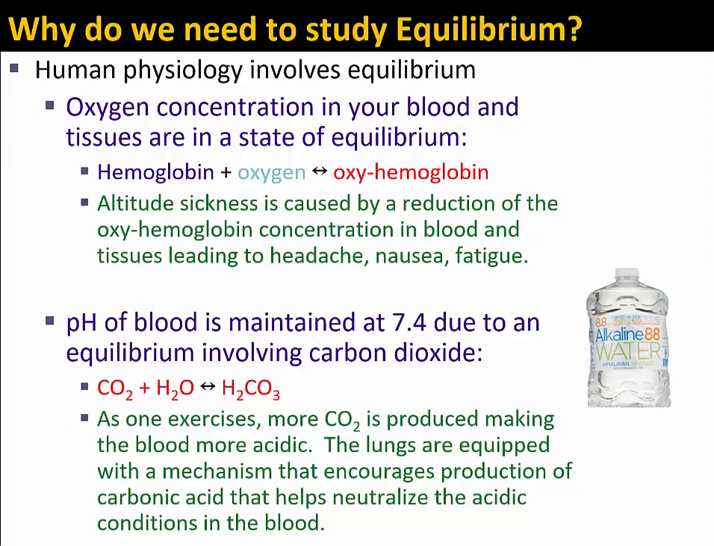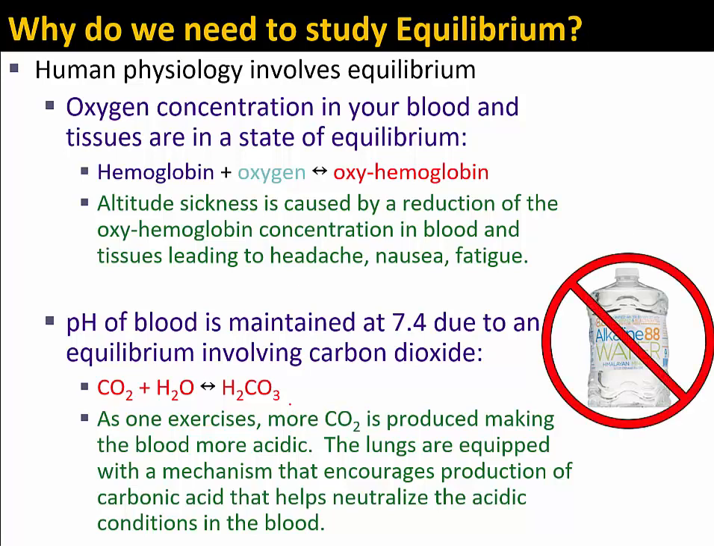So, why would we want to study equilibria? Well, human physiology involves equilibrium. Oxygen concentration in your blood and tissues is in a state of equilibrium. You've got hemoglobin and oxygen that transform into oxyhemoglobin. Altitude sickness is caused by a reduction of oxyhemoglobin concentration in blood and results in headache, nausea, fatigue. The pH of blood is maintained at 7.4 due to an equilibrium involving carbon dioxide, where carbon dioxide dissolved in water forms hydrogen carbonate and carbonic acid.